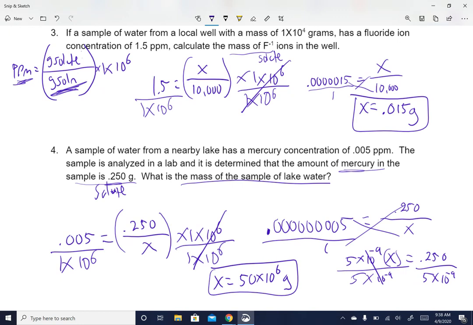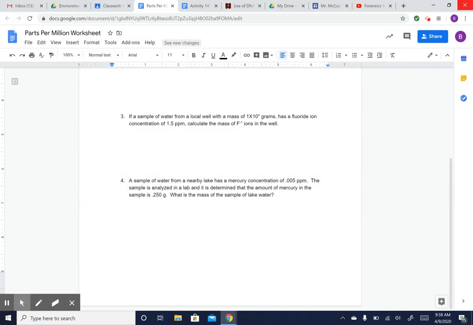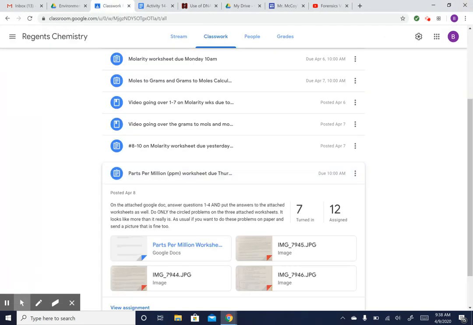Cell phone calculators. Sorry, guys. Divide by 5e to the negative 9. All right. I think that's right. Yeah, that's right. All right. So there's that. Let me kill that. Let me go back here.